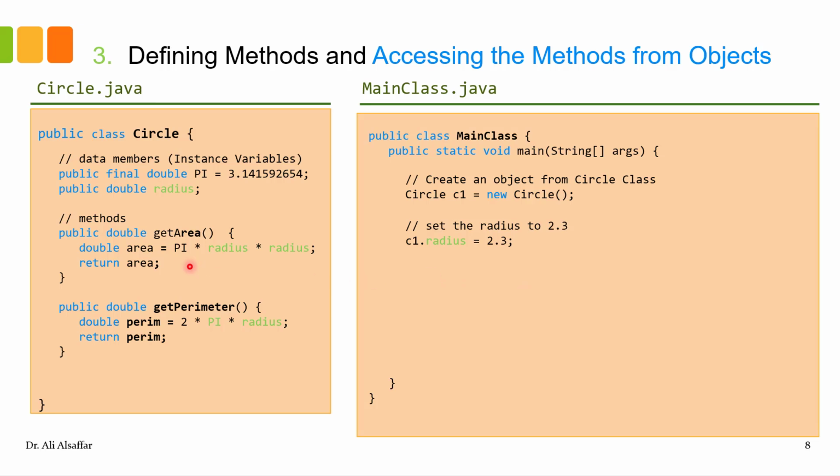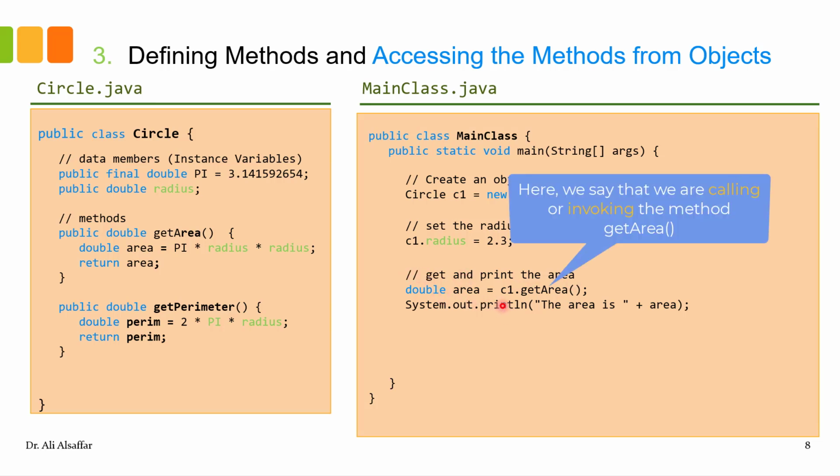Now suppose I want to compute the area using the object C1. Again, you can use dot to access these methods. Since the first method getArea is public, you are allowed to use C1 dot. And since getParameter is also public, you are allowed to use C1 dot. So let me show you how the object C1 can call the method getArea by using dot. So this is how to get and print the area. First you write C1 dot, and then you write the name of the method, which is getArea. Here you are calling the method.